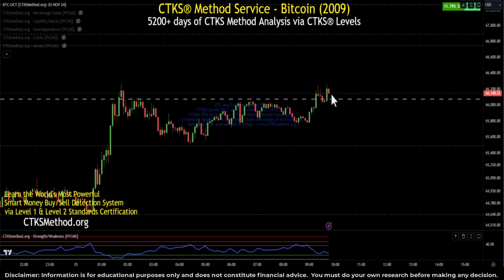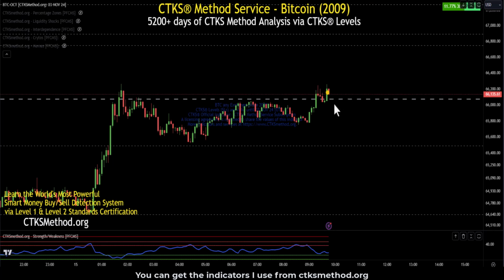The bulls will seek to convert this 66,100 into structural support and therefore rally up to the 67,000, just taking out these two levels of structural resistance. If we confirm those as support, that is looking really good. So the bulls will seek to push price beyond 67,000.